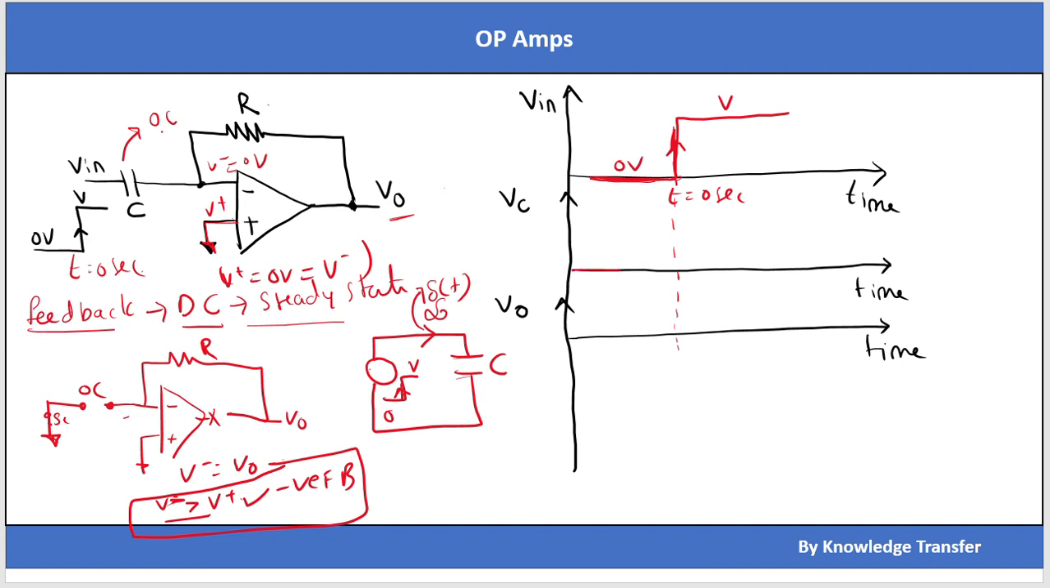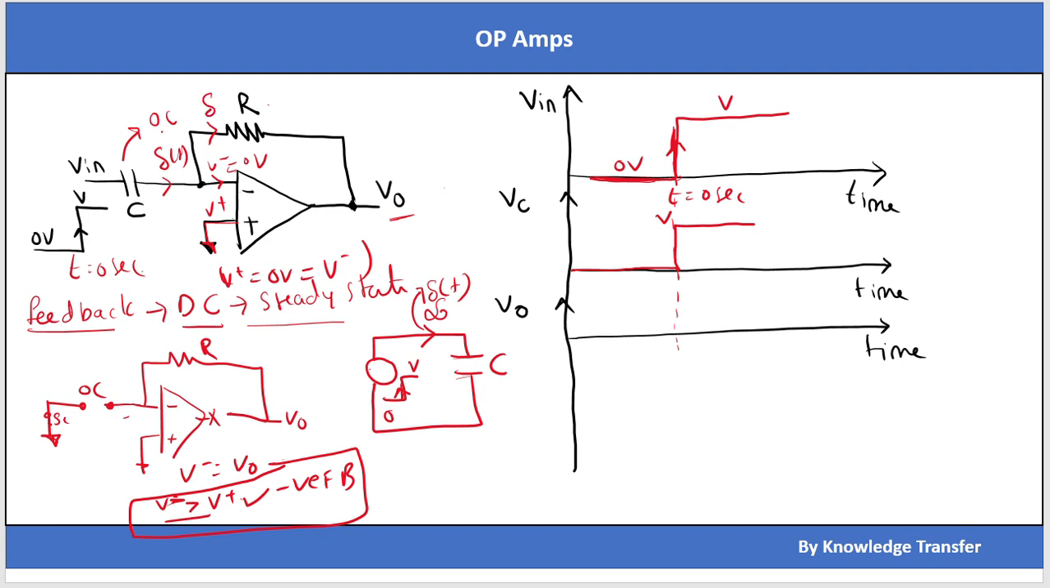That means Vc will be 0 until t equals 0 seconds. At t equal to 0 seconds, Vc will become V volt. So the current flowing through this capacitor will be delta of t, that means an impulse amount of current is flowing. The current flowing through the inverting terminal is 0 ampere, because these two inputs, the inverting input and non-inverting input of the op-amp, offer a very high impedance, so the current flowing through the inverting terminal is 0 ampere.